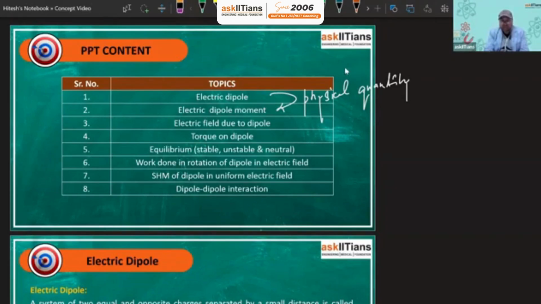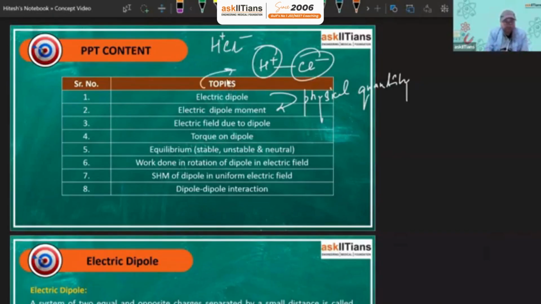As you can observe from this example, if I talk about the compound HCl, it has H+ and Cl-. This is an ionic compound, so there is a little separation between H+ and Cl-. This becomes the positive pole, this becomes the negative pole, separated by a small distance. So this becomes an electric dipole. These are the kinds of systems we'll be studying. H2O is also an electric dipole.